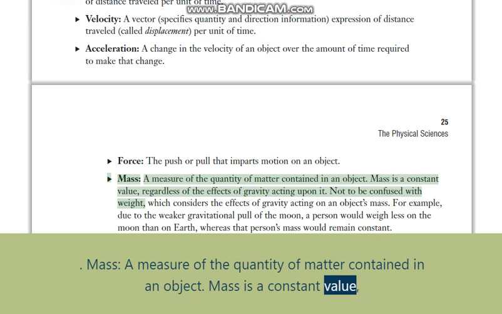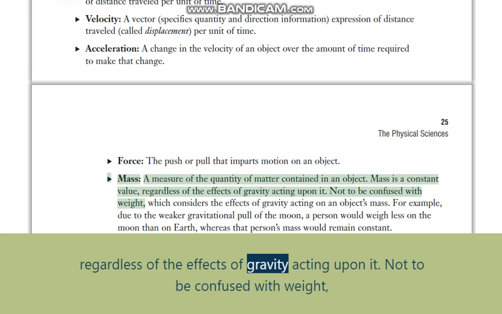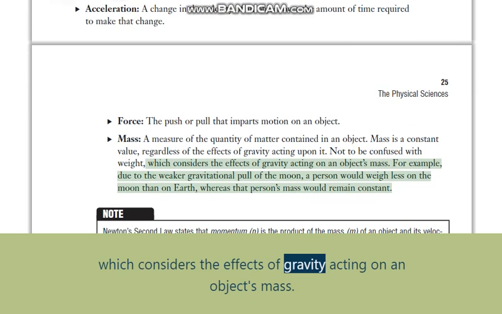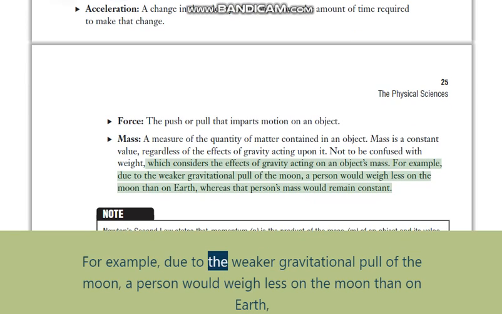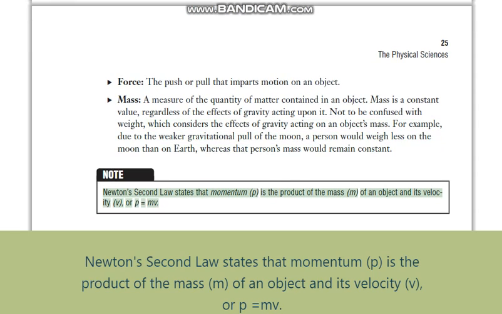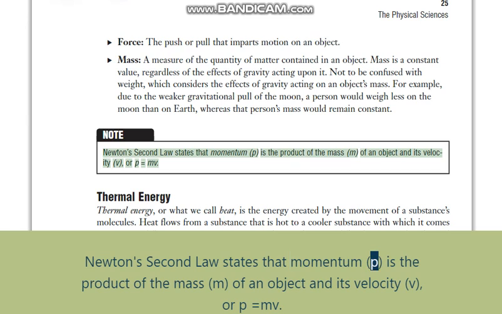Mass is a constant value, regardless of the effects of gravity acting upon it. Not to be confused with weight, which considers the effects of gravity acting on an object's mass. For example, due to the weaker gravitational pull of the moon, a person would weigh less on the moon than on Earth, whereas that person's mass would remain constant. Newton's second law states that momentum, p, is the product of the mass, m, of an object and its velocity, v, or p = mv.